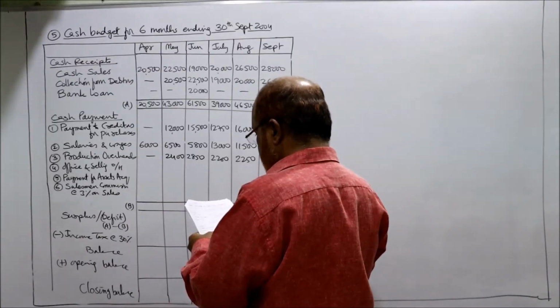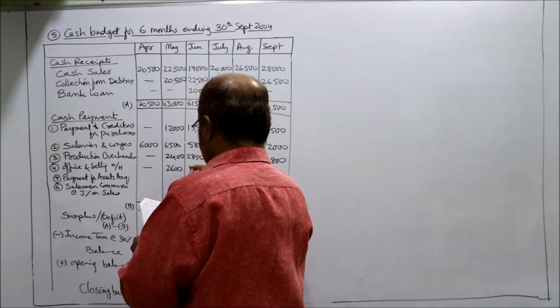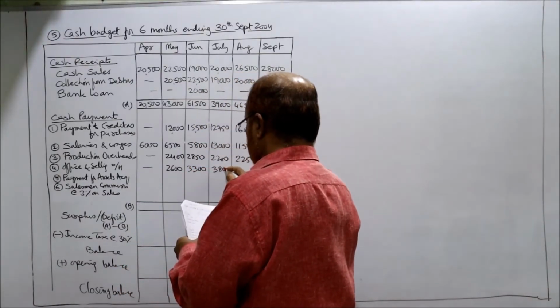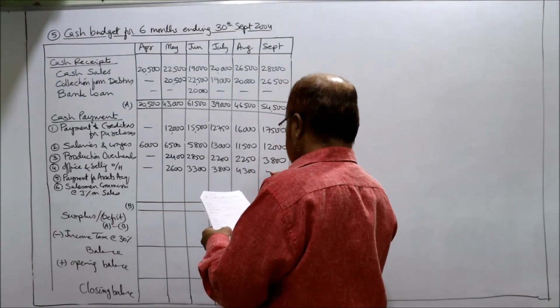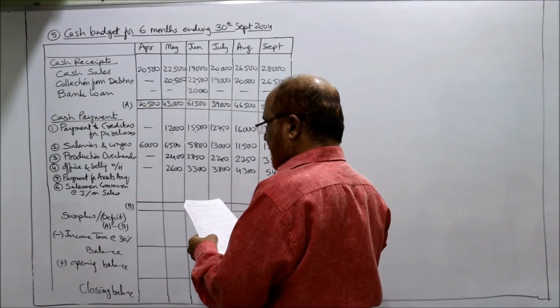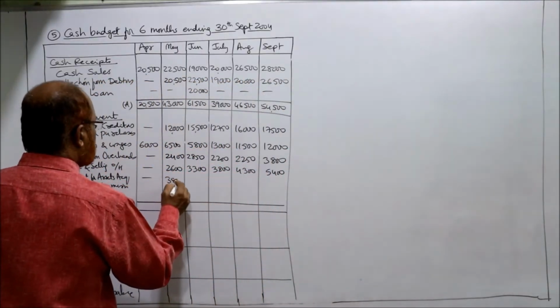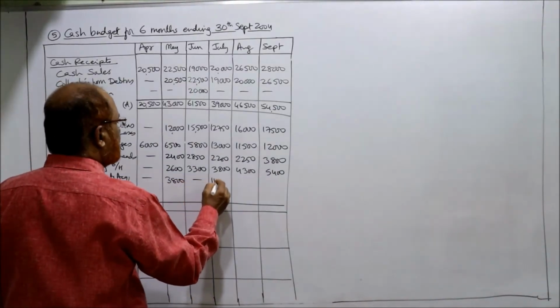3,800. Now office and selling overhead: 2,600, 3,300, 3,800, 4,300, last one 5,400. Payment of assets acquired, it is given in the problem: 3,800 in the month of May and 11,000 in the month of July.